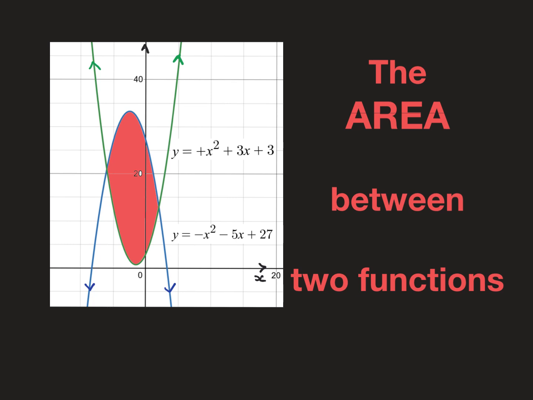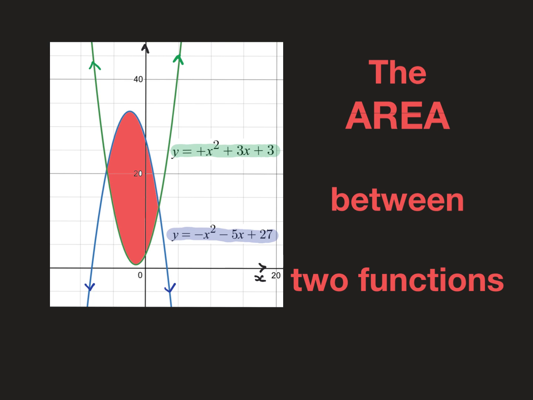We have an area here which is enclosed by those two functions. Y is equal to x squared plus 3x plus 3 and negative x squared minus 5x plus 27. Our area is defined by a concave parabola, which is defined by this equation here. It's also defined by our convex parabola, which is defined in here.